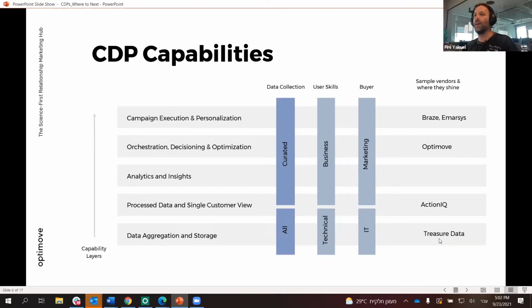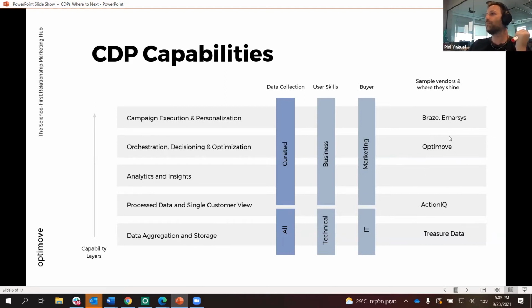Treasure Data at the bottom looks like a data warehouse, like a database. You got SQL console, you got data flowing processes, you got ETL controllers. So it's much more technical. That's Treasure Data. ActionIQ has a very strong single customer view. Us, Optimove, our claim to fame and what we do best is what you do with the data, like the smartest brain, the decisioning, the optimization. And you got last mile execution, folks like Braze and Emarsys at the top, or CleverTap, if you want to take an Indian company.